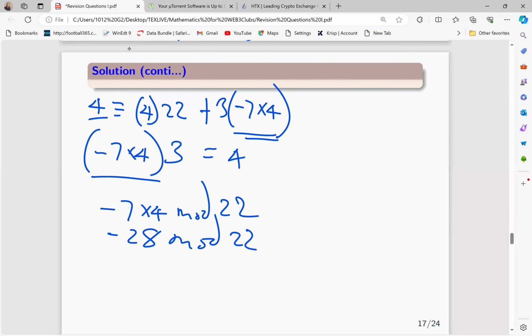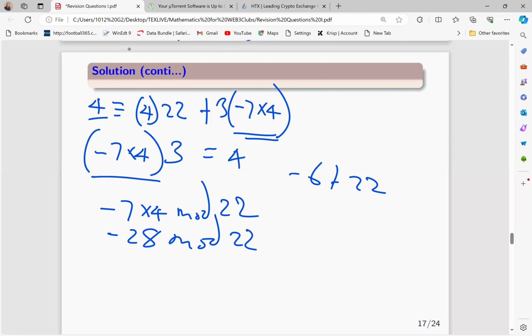So you can add 22 there. Add 22 to negative 28, you get negative 6. Then add again until you get a positive number. Now when you add this one here, you get negative 6. Negative 6 plus 22. What do you get?